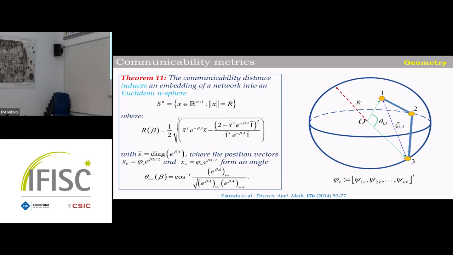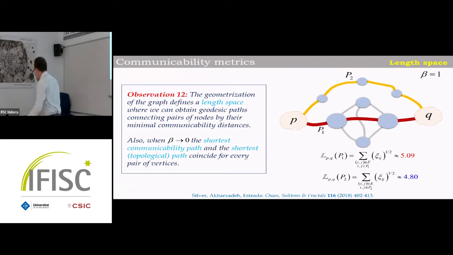So here what you have is, for the three-dimensional case, the nodes will be placed on the surface of the sphere. The communicability distance is the chord between the corresponding pair of nodes. There is a position vector here pointing to the position of the nodes on the surface, and you have an angle here, which is given by the communicability and the self-communicability between the corresponding nodes. Well, if you are in a mountain, if you are here at this point in the mountain, of course you have a distance to this other top of the other mountain.